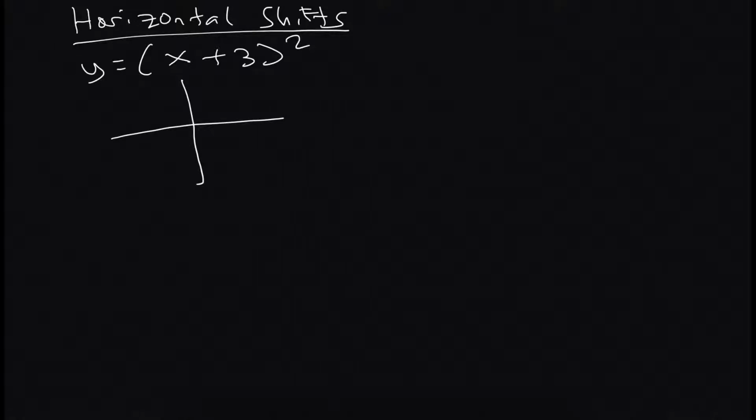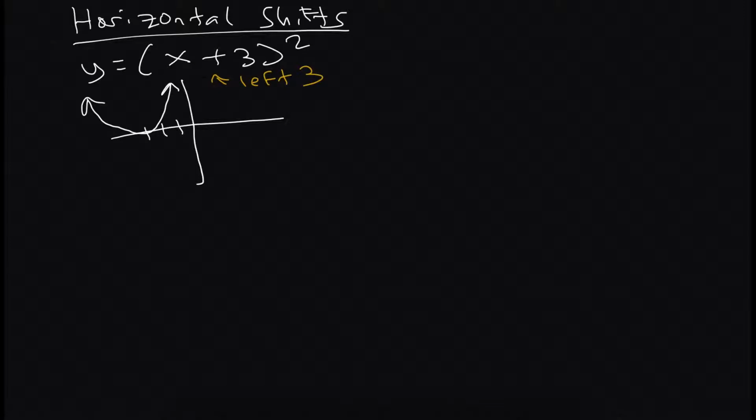This is inside the squared, not outside the squared. And the way this works kind of seems like the opposite of what you might think. If you have a plus 3 on the inside of your function, that's actually going to move it to the left 3. Otherwise, the function will look exactly the same. It'll be our U shape there. So this guy here is a left 3.